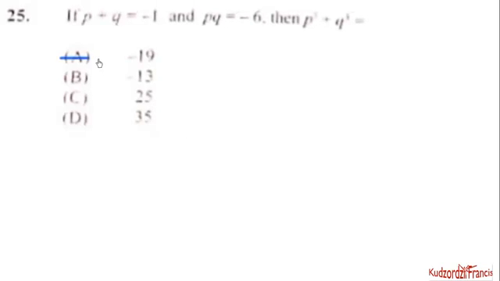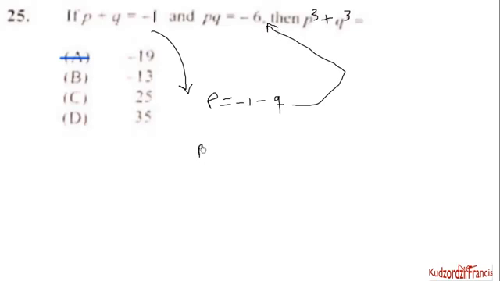Now we have this. If P plus Q is equal to -1 and PQ is equal to -6, then P cubed plus Q cubed is, we solve simultaneously. This is equal to -1. So we make one of them the subject. So from this we have P is equal to -1 minus Q. Now let's plug this into this.